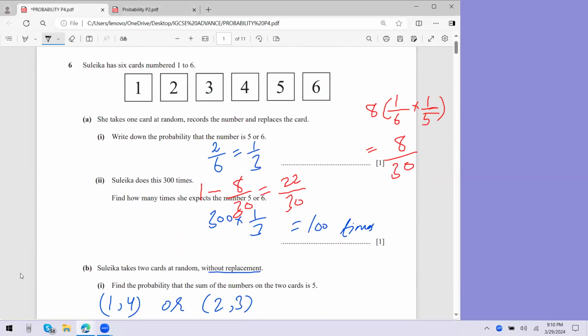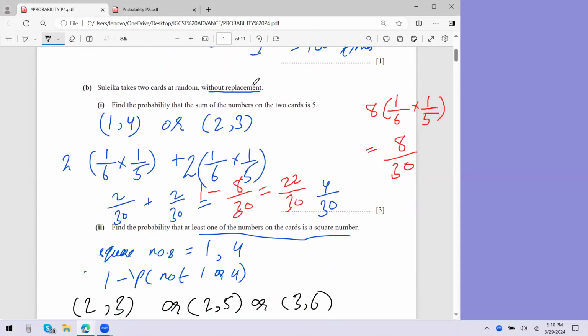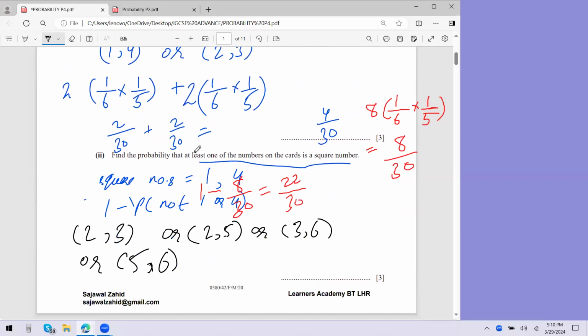So let's revise the question one more time. Because new students just joined: there are 6 cards, 1, 2, 3, 4, 5, 6. Suleika takes 2 cards at random without replacement. Part 2: find the probability that at least one of the numbers on the card is a square number.